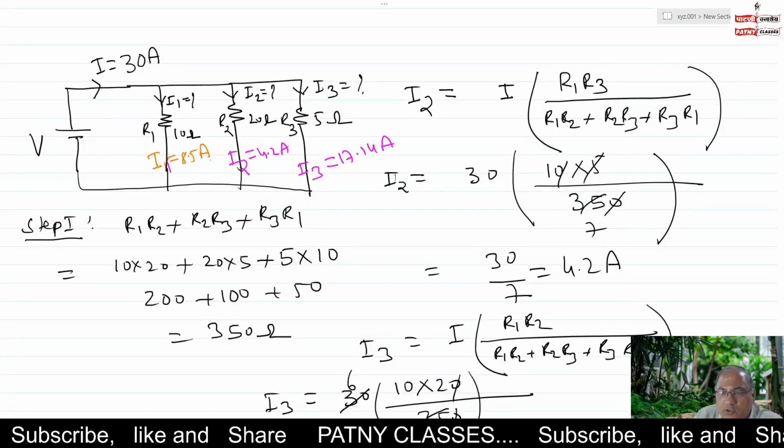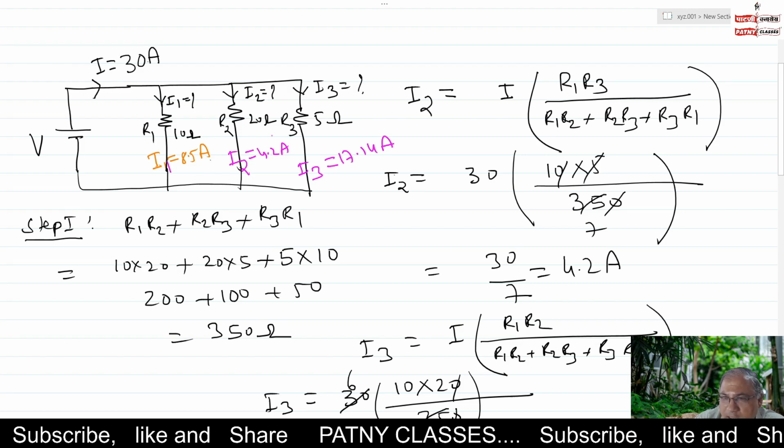And one more thing we have to observe here: R1 was 10 ohms. The highest value of resistance was 20 ohms, and the current flowing was only 4.2. The smallest resistance was 5 ohms, and the largest current is flowing. That means as the resistance value decreases, the amount of current flowing through the circuit increases. This is one more observation we can learn from this circuit.